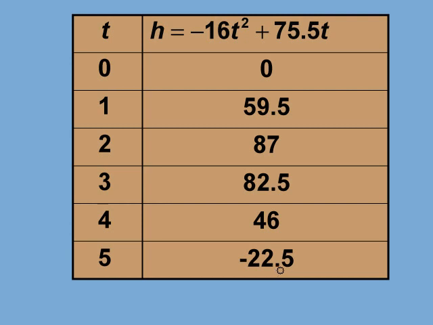How do we interpret the result at t equals 5? Recall that at t equals 0, the ball was at ground level. When you throw a ball in the air, eventually it will fall to the ground. This ball is no exception. We can see that sometime between the 4 and 5 second marks, the ball hit the ground.